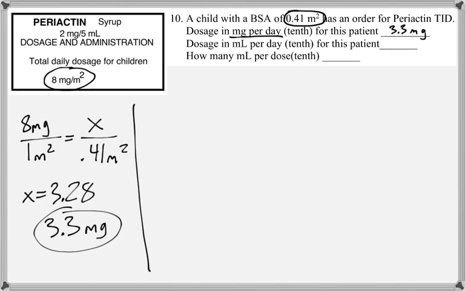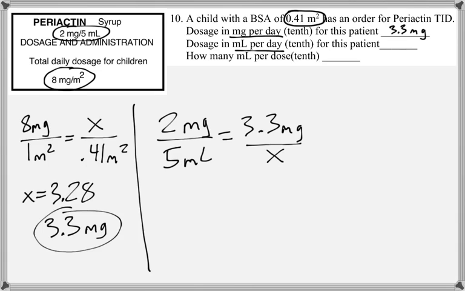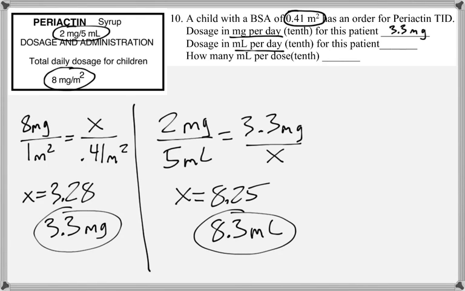Next, they want us to find the dosage in mLs per day. So I need to convert this to liquid form, or mLs. So I'm going to use the strength and set up a proportion. And if I solve that proportion, then I get 8.25, but I want to round that to the nearest tenth, so it will be 8.3 mLs.